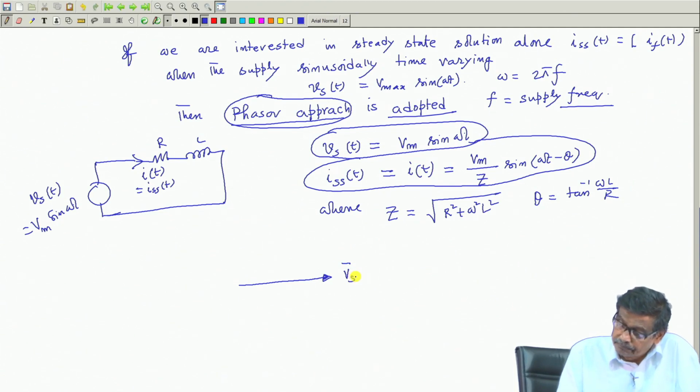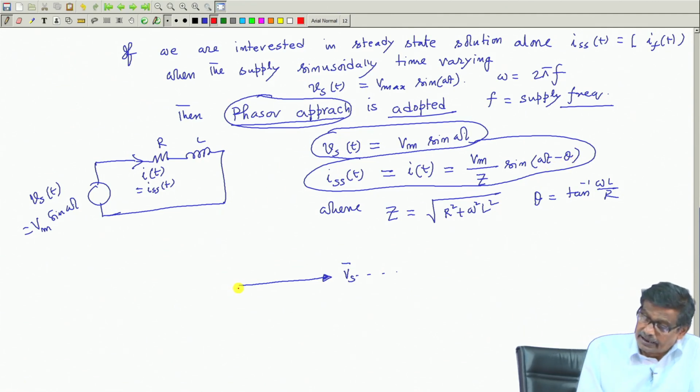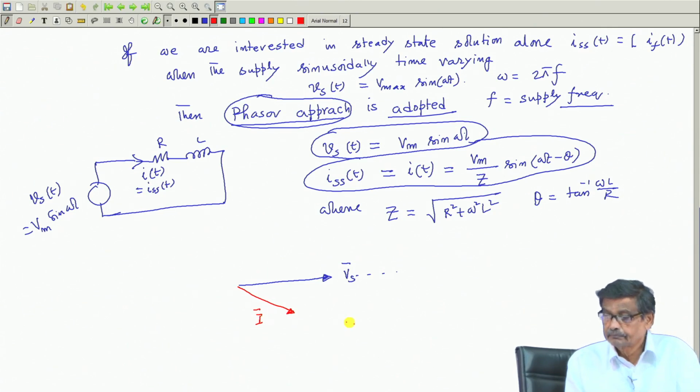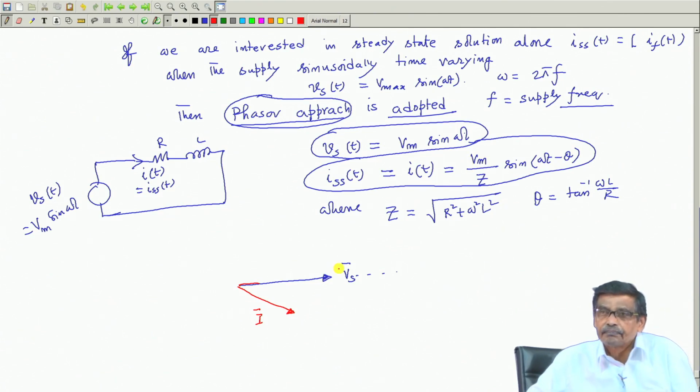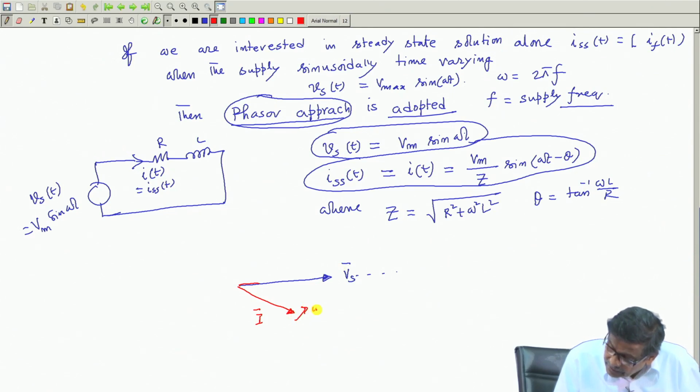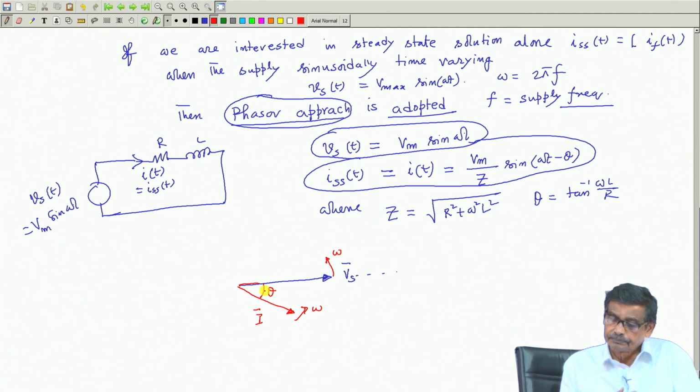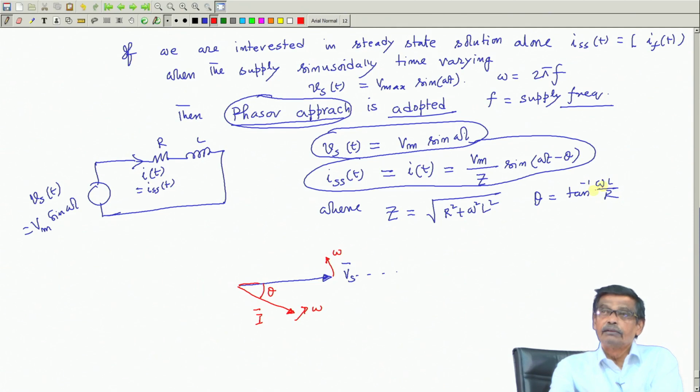If you do it, then your current phasor will be lagging this by an angle theta. This is I bar. What is the length of this? The length is Vm. What is the length of this? Vm by Z. And both of them are moving with speed omega. This is omega, this is omega, and this is theta. Got the point? Therefore, the angle between the phasors will remain time invariant, it will remain constant. What is that constant? Omega L by R, this is the thing, omega L by R will be the constant.